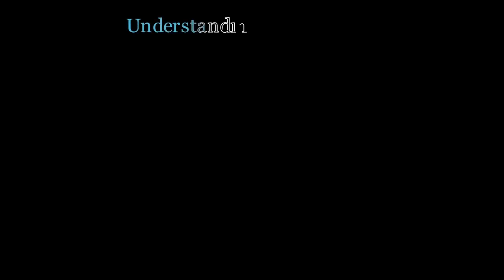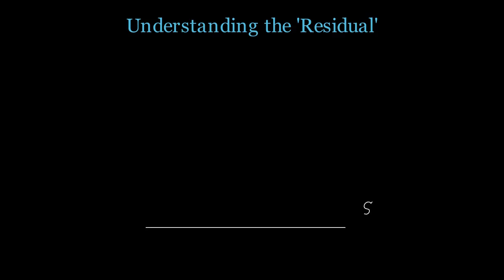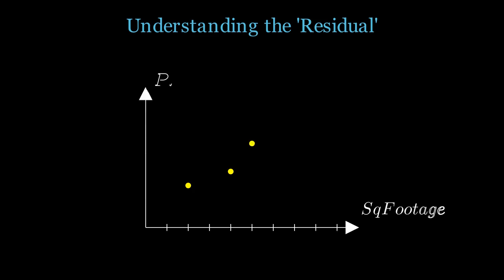To understand error, we must first visualize the residual. Imagine we are predicting the price of houses based on their square footage. Each point on this scatter plot represents a real home. The line passing through them is our model's best guess. The vertical distance between the actual data point and our line is the residual, the mistake our model made for that specific instance. In a perfect world, all these lines would be zero.